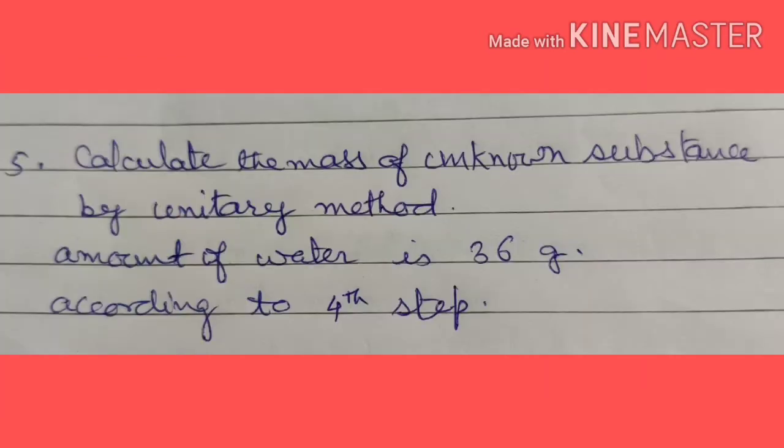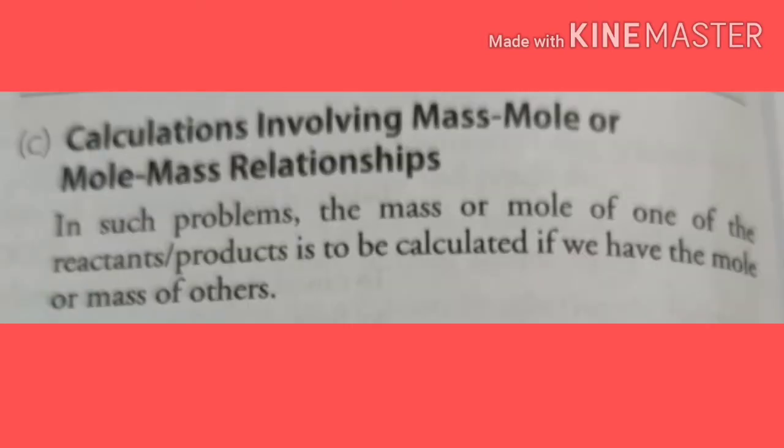Now the fifth point, calculate the mass of the unknown substance by unitary method. But now from the equation you can see it is already clear that 16 gram of methane produces 36 gram of water. So the amount of water that is formed by the combustion of 1 mole of methane, or 16 gram of methane, is 36 gram of water. So now you can determine the answer for it.